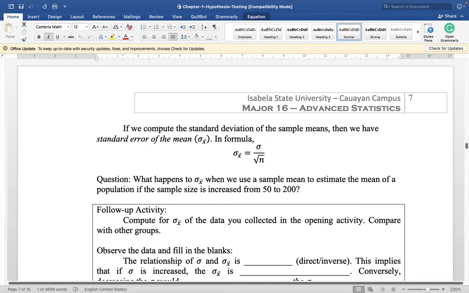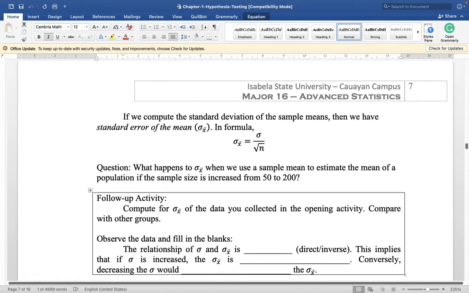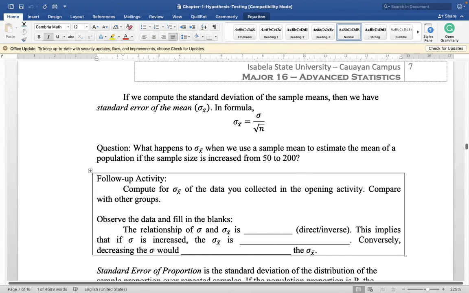So there's a question here. What happens to your standard error of the mean when we use a sample to estimate the mean of a population if the sample size, which is our n, is increased from 50 to 100? Alright, so it says here, compute the standard error of the mean of the data you collected in the opening activity. Compare with other groups.